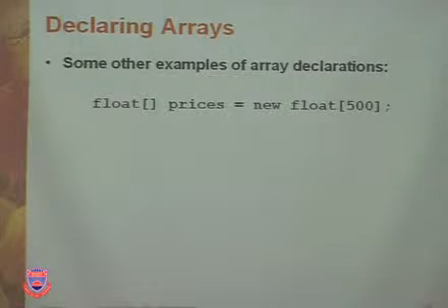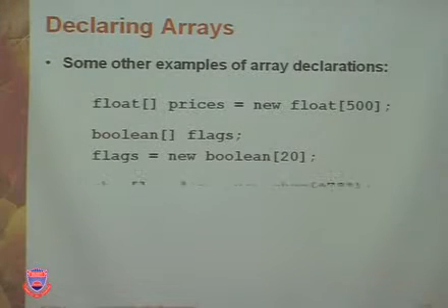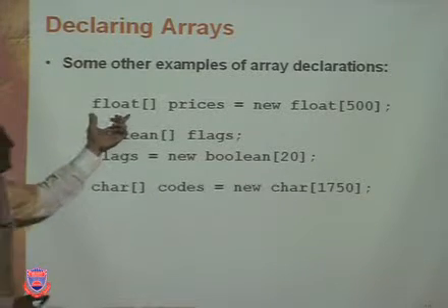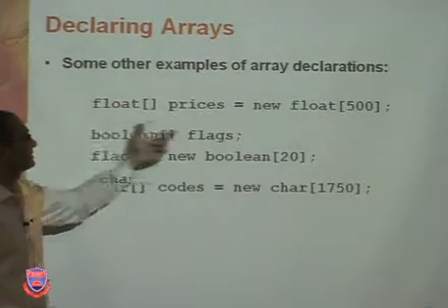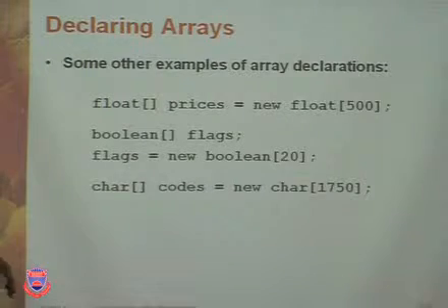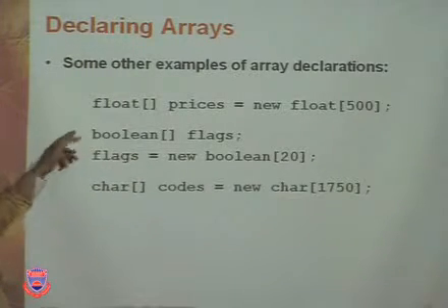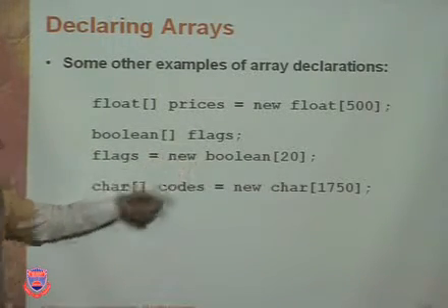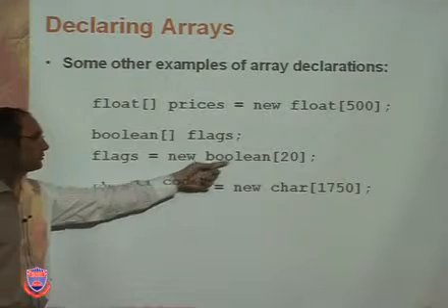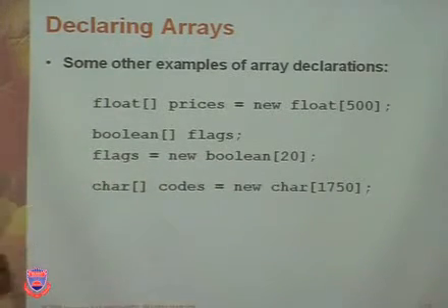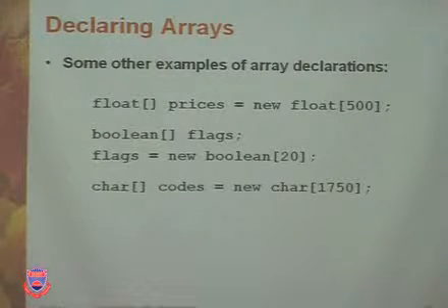There are other ways of declaring arrays. So, for example, here in this case we have a float array, which is prices, and we reserve 500 floating point numbers that are going to be stored in this array. In a similar fashion, you can divide this declaration into two halves and declare that flags is an array, then allocate the required space for that array later on with new boolean[20], so that flags will have 20 boolean values stored in this array.